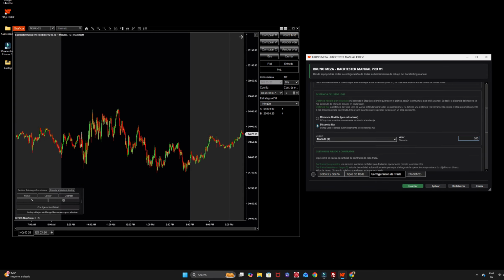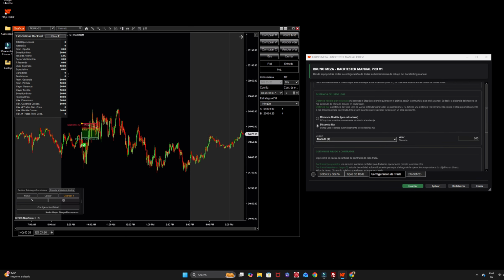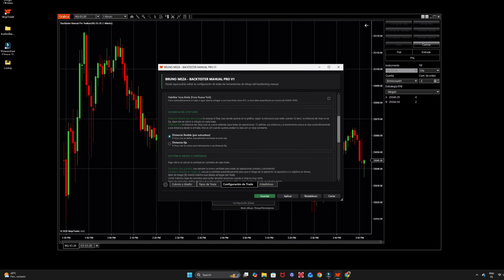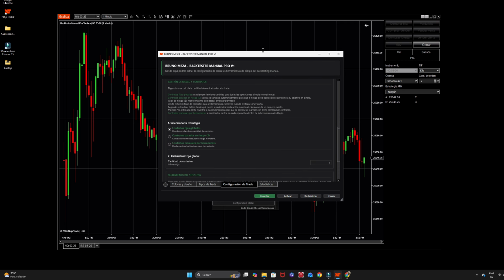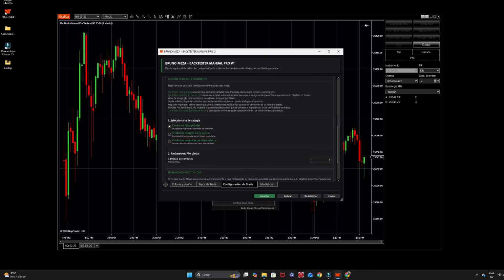On the other hand, with the fixed distance, the stop loss becomes standard for all trades of that type. That is, you define a fixed distance, and the tool will place that same distance for all trades of this type. The fourth available parameter is risk and contracts management. This parameter defines how many contracts each trade of that type will have, and therefore will affect its profit or loss. The tool gives you 3 risk and contracts management options, so you can choose the one that best fits your trading. The first option is global fixed contracts.